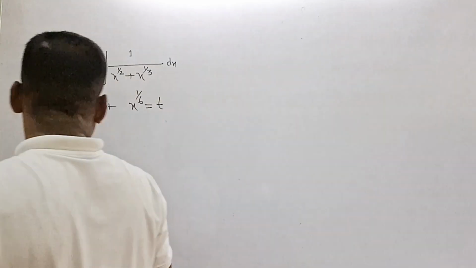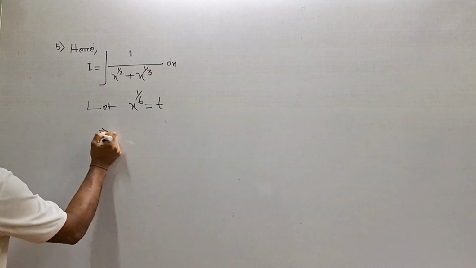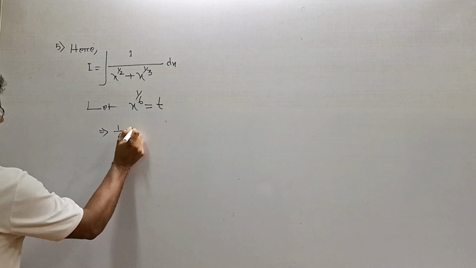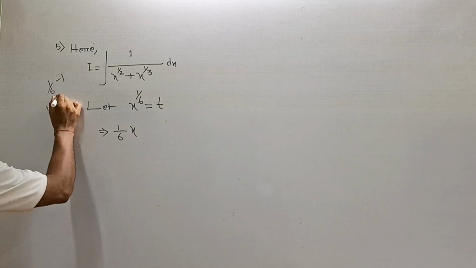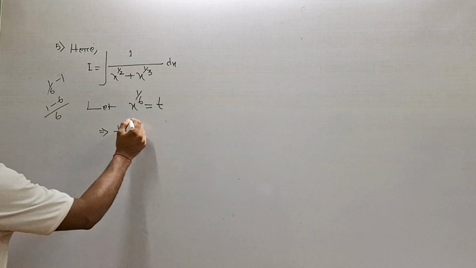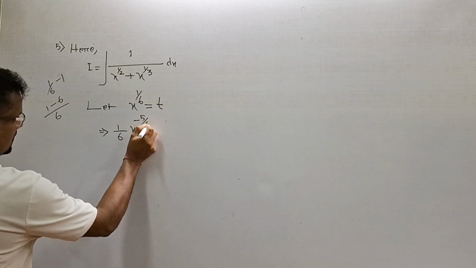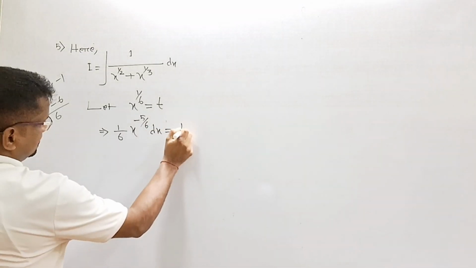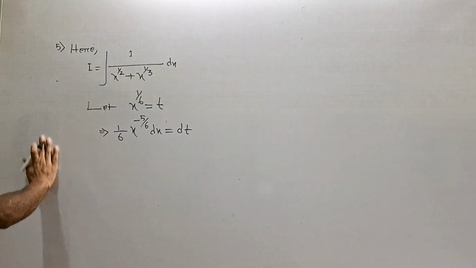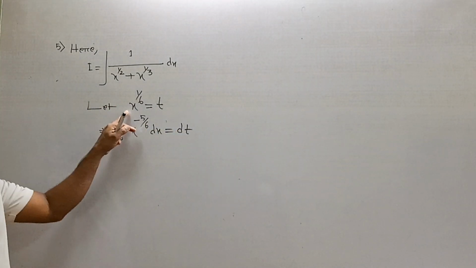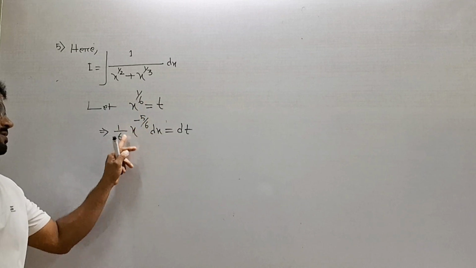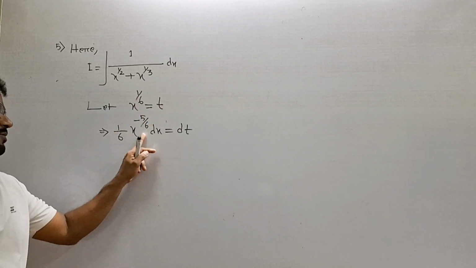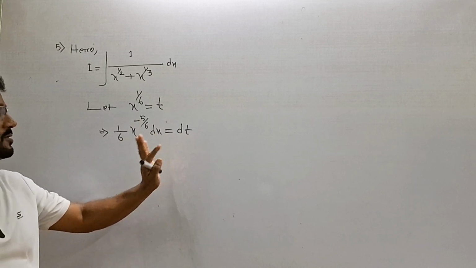Now if you differentiate this, it will be 1/6 x to the power 1/6 minus 1. That is (1 minus 6)/6, so negative 5/6, dx equals dt. Just assume x to the power 1/6 equals t. Differentiate this: 1/6 of x to the power 1/6 minus 1, that will be x to the power minus 5/6 dx equals dt.